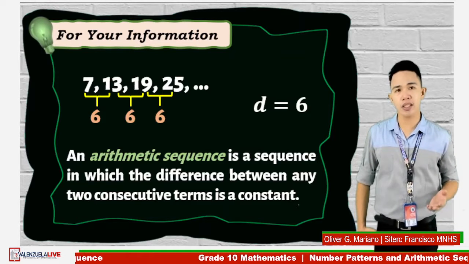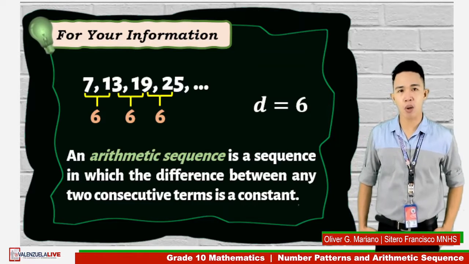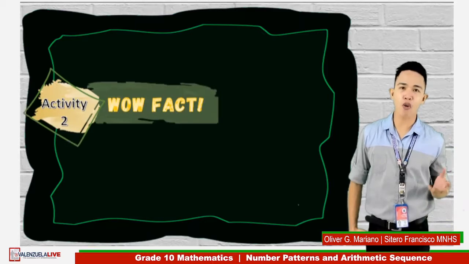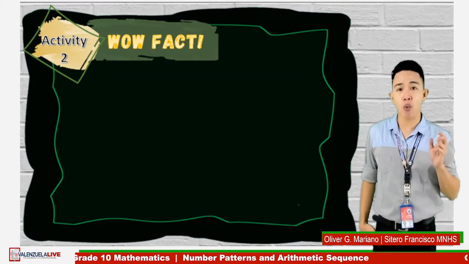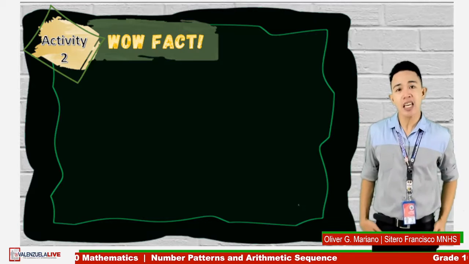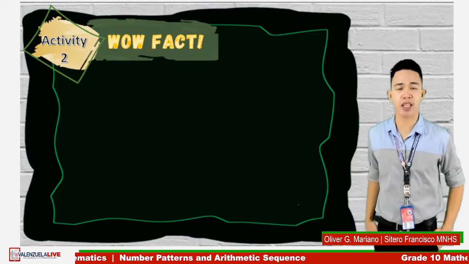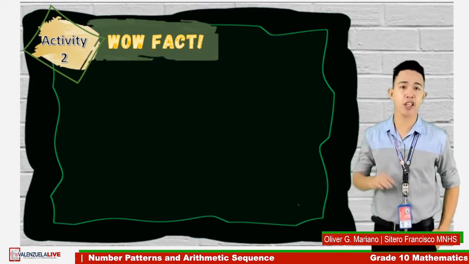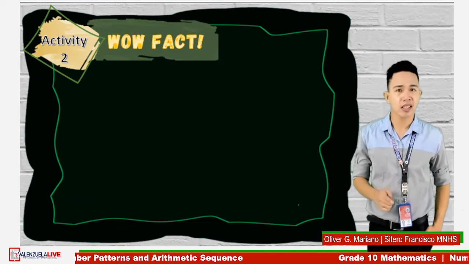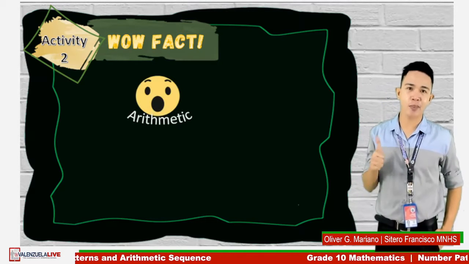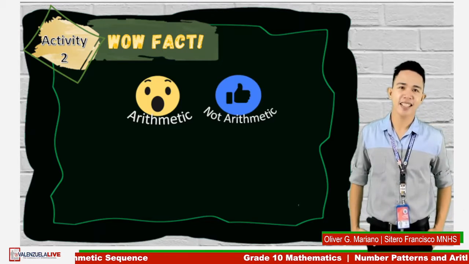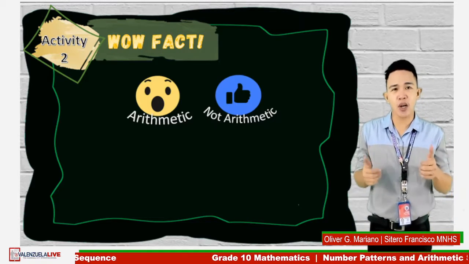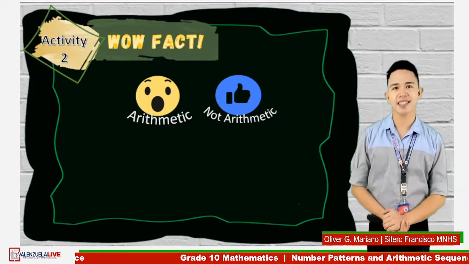Let us do another activity called Wow Fact. In this activity, you need to hit the Wow react button if the given sequence is arithmetic. But if it's not an arithmetic sequence, hit the like react button. Is that clear? Very good. So let's start.